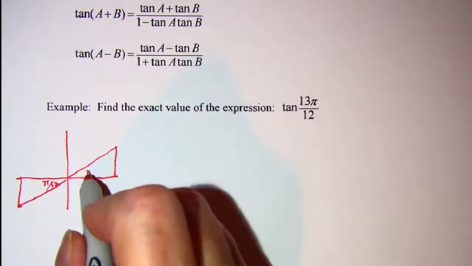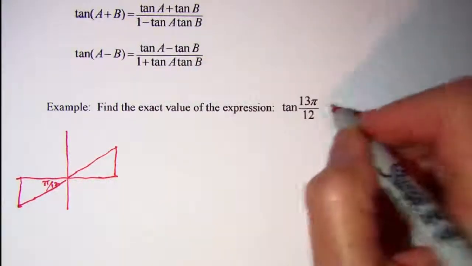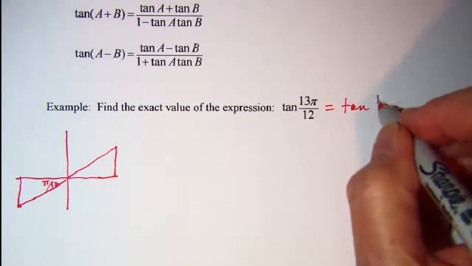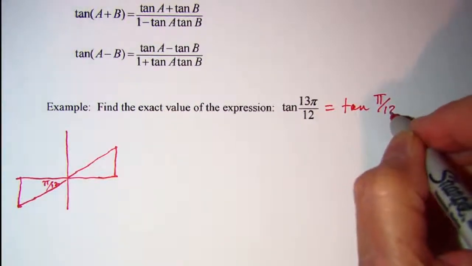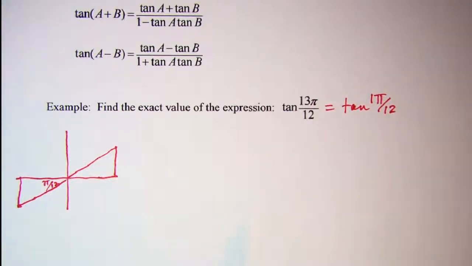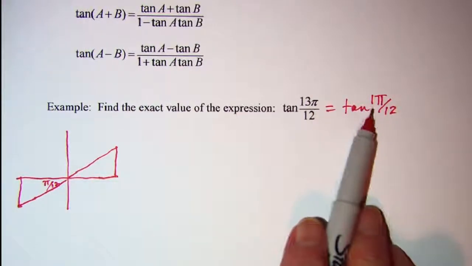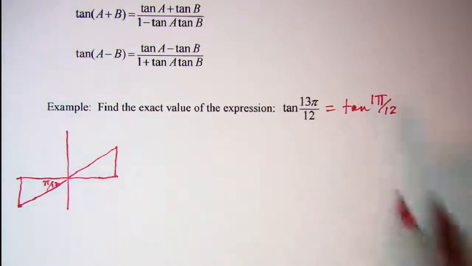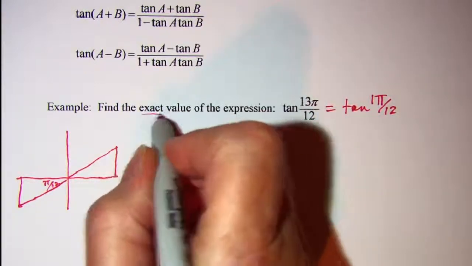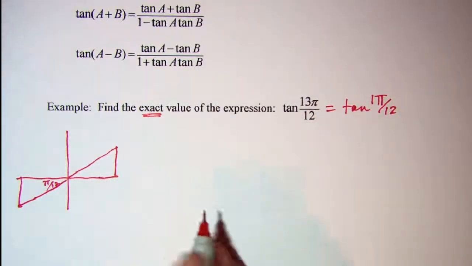So we want to use the equivalent tangent pi over 12. Now we can write this as 1 pi over 12. That might help a little bit. Okay. Now I need to use my special angles because we're wanting an exact value.